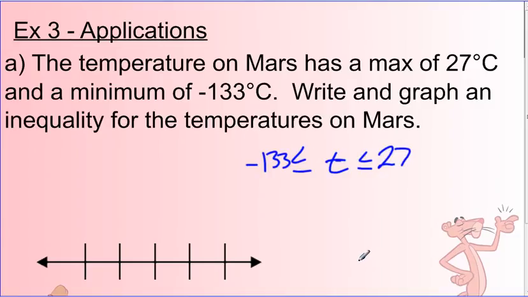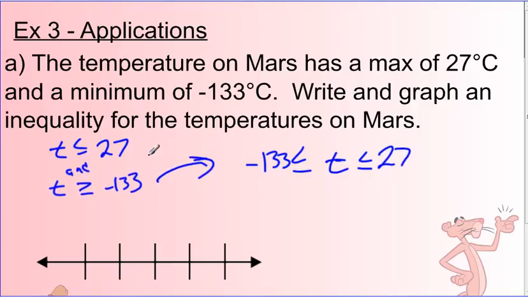I got this guy. Now, if you wrote it as two separate ones, you'd write T is less than or equal to 27 and T is greater than or equal to negative 133. But if you'll notice, this is the same thing. These two combine together to give you that, the way we did earlier.